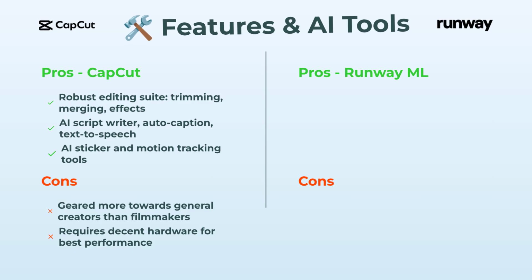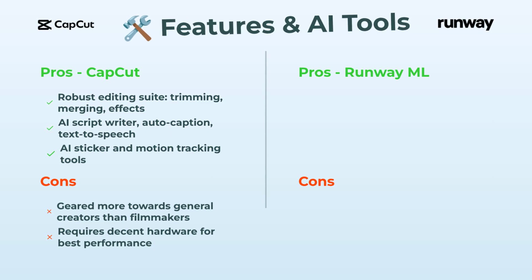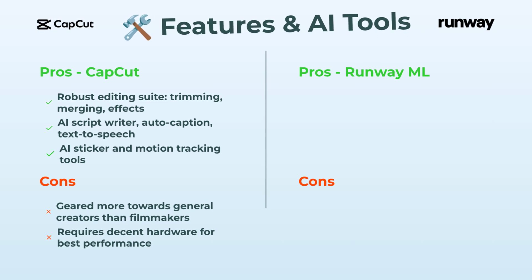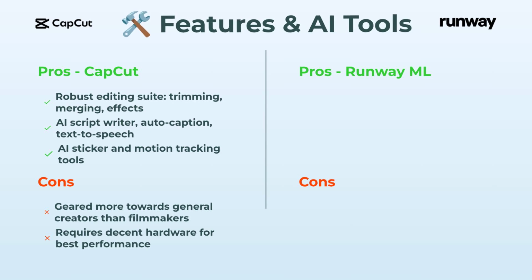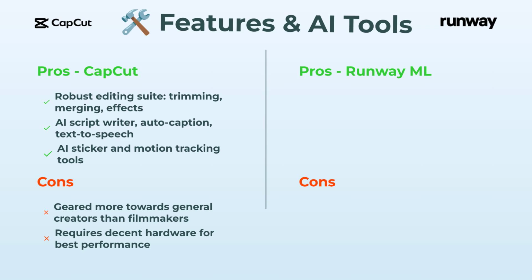CapCut comes in pretty strong for everyday creators, offering all the essentials: trimming, merging, tons of effects. And oh, there's AI script writing, auto caption, even text-to-speech. Not bad, right? Plus, those AI stickers and motion tracking. So fun for social content. But heads up, it's more for the masses than actual filmmakers. You'll also need decent hardware to really get that AI running smoothly.